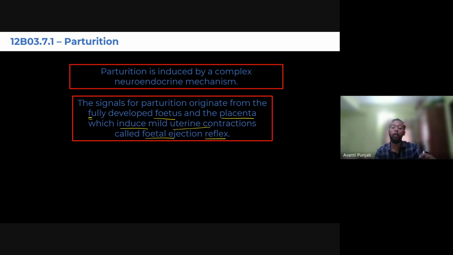अब जब माइल्ड यूट्रिन कॉन्ट्रैक्शन होगा, that uterine contraction will go and tell the brain to release certain amount of oxytocin. और जब ऑक्सीटोसिन आता है तो उससे यूट्रिन कॉन्ट्रैक्शन ज्यादा बढ़ता है. सो जितना ज्यादा यूट्रिन कॉन्ट्रैक्शन होगा, उतना ज्यादा ऑक्सीटोसिन आके अपना काम करेगा. दैट इज व्हाई इट इज गोइंग टू बी वेरी मच इंपॉर्टेंट.